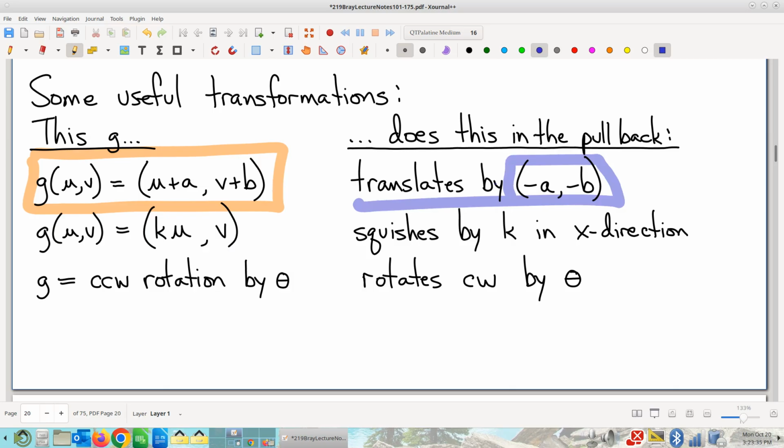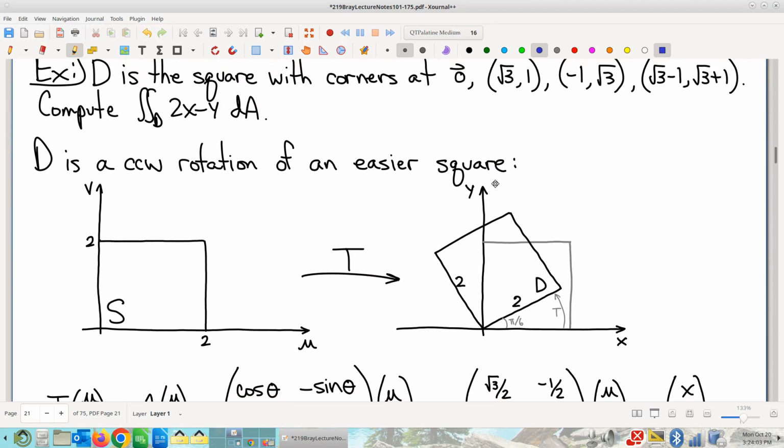Right? So you do have to keep in mind that, because pullbacks are sort of a going backwards kind of thing, there is a sort of an oppositeness in how these work. And so likewise, if you have a stretching transformation, then that'll effectively squish your domain. And if you rotate counterclockwise, that'll cause your domain to rotate clockwise, etc. So I'm going to show you an example of the latter.